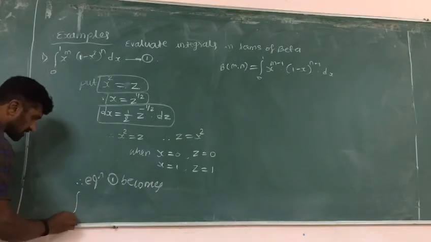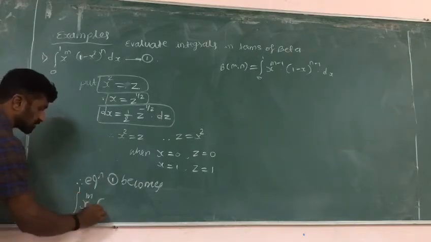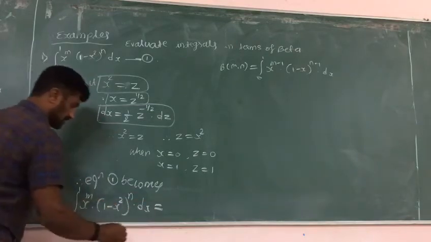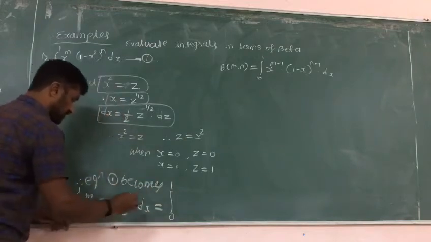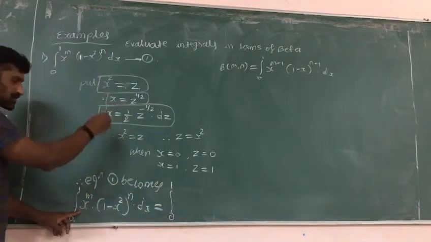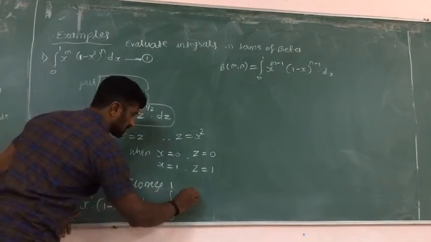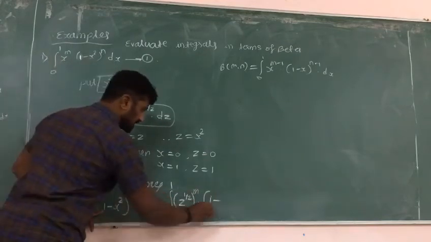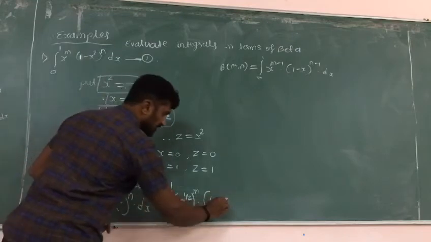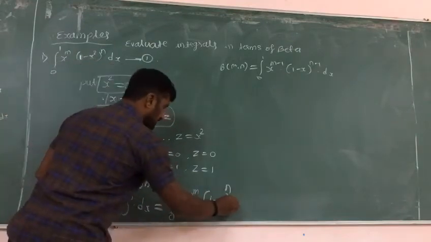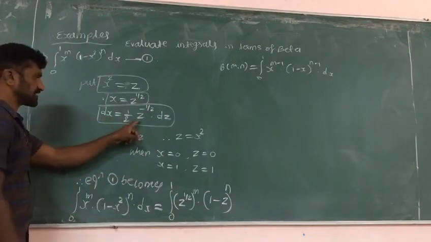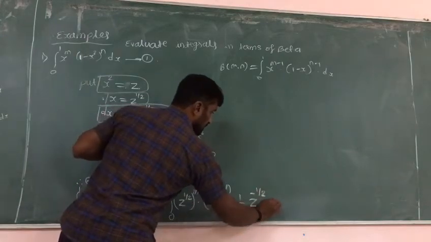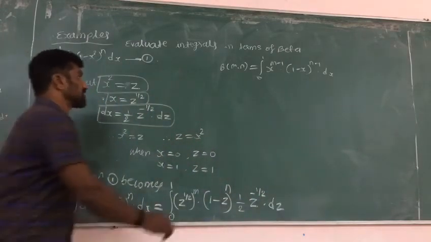integration of 0 to 1 x raised to m into 1 minus x square raised to n into dx. That equals integration of 0 to 1, x means z raised to 1 by 2, with power m, into 1 minus x square means 1 minus z, raised to power n, into dz, where dx is 1 by 2 z raised to minus 1 by 2 into dz. Clear?